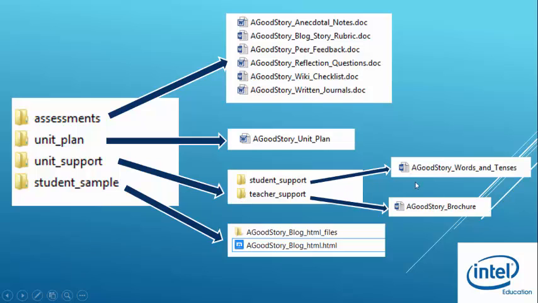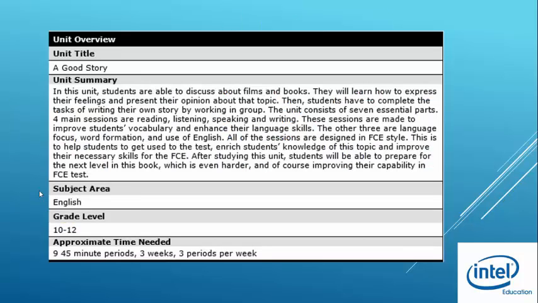The student support is to provide students with some help from the teacher to improve their learning in the unit. And teacher support is some memos to remind the teacher of the unit. The final part is a student sample, which contains a sample of a blog that I have created for my children, my students. And this is the unit plan, the unit overview.